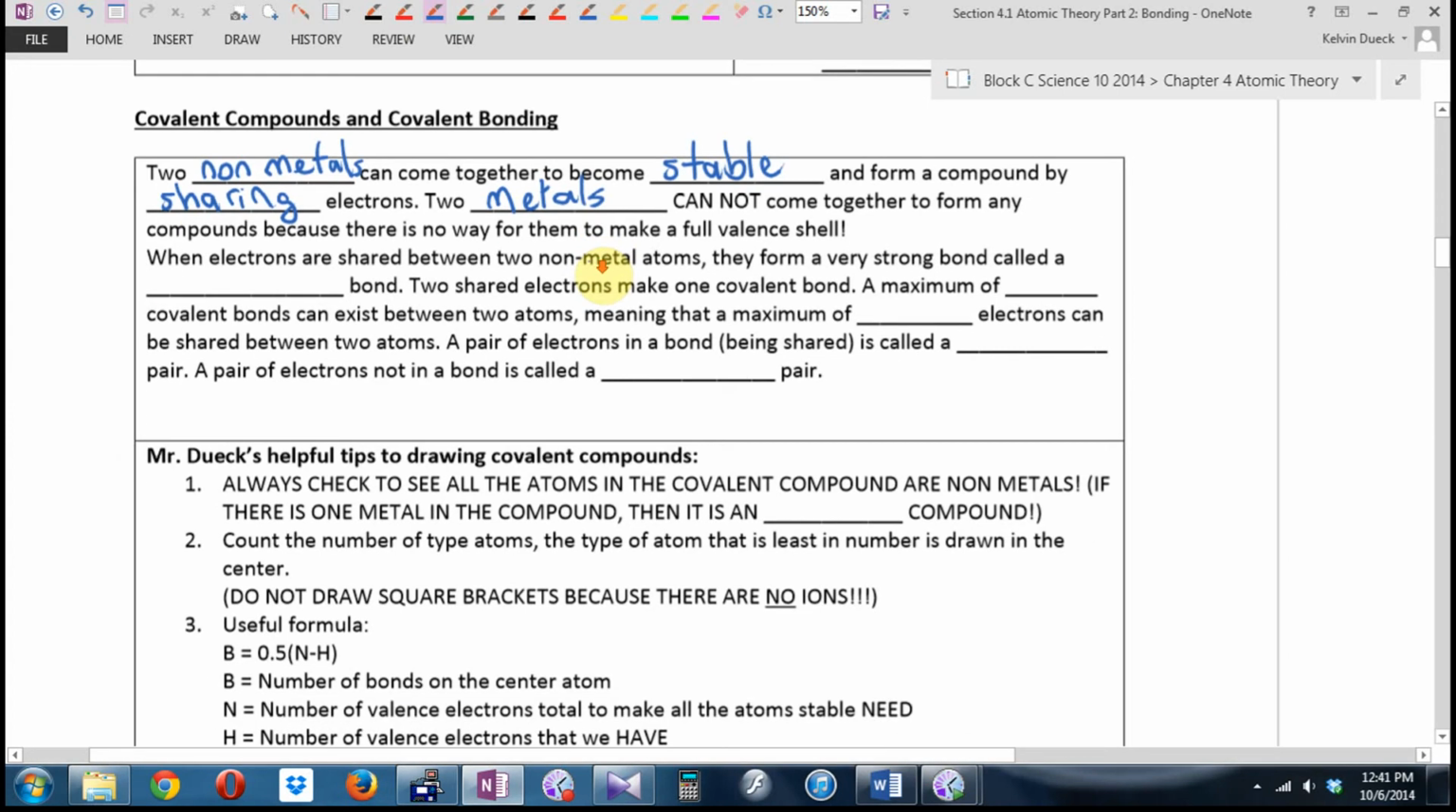So when electrons are shared between 2 nonmetal ions, they form a very strong, much stronger than ionic, a very strong bond called a covalent bond. So the prefix co, think cooperate, think together, and valent, outer shell. We're going to share electrons in the outer shell.